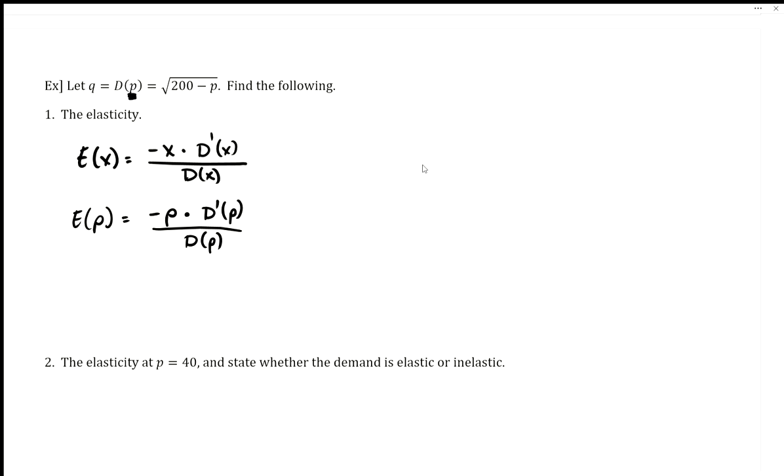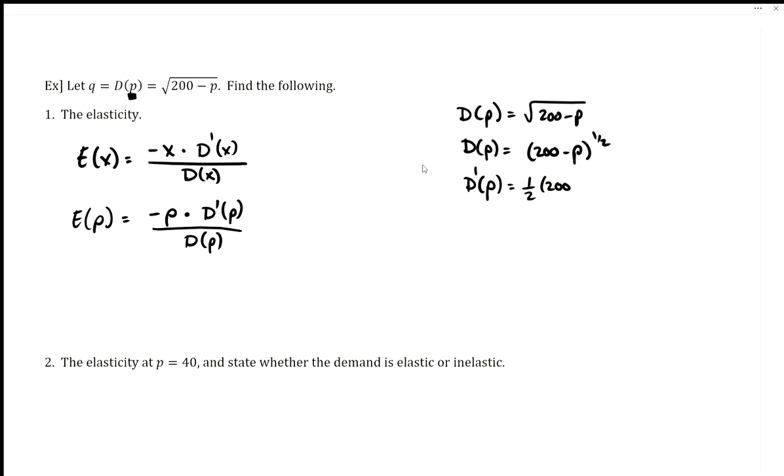Now, like before, I'm going to put this over here. So we have d of p equals the square root of 200 minus p. But we need a derivative, so we should probably change that to be the half power, so 200 minus p to the half power. And that makes it easier to do the derivative. So we have d prime of p. Now, this is a chain rule problem. The 1/2 comes to the front. So we have 1/2 and then parentheses 200 minus p. Minus 1 from the power would be negative 1/2. And then times the derivative of the inside of the parentheses. Well, the derivative of that would be negative 1.